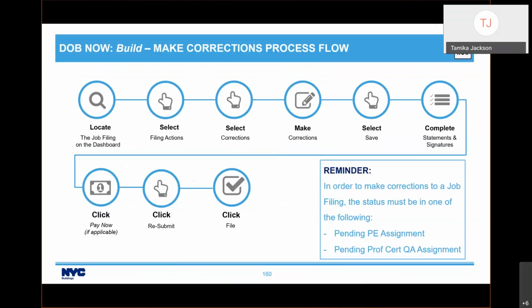selected filing actions, select correction. I made my correction, select save. You'd have to reattest. Now you'd have to pay if you made changes that did reflect a change in the cost. Click resubmit and then file.